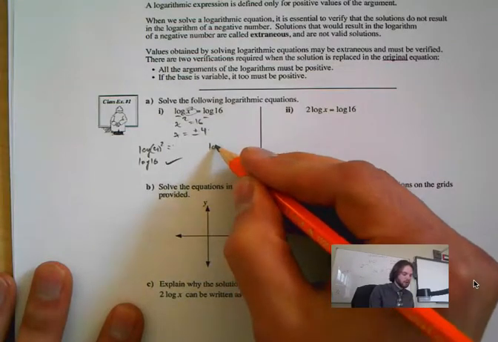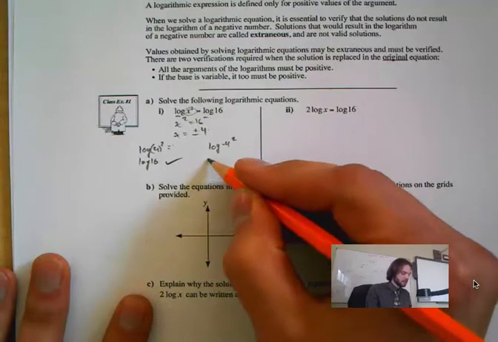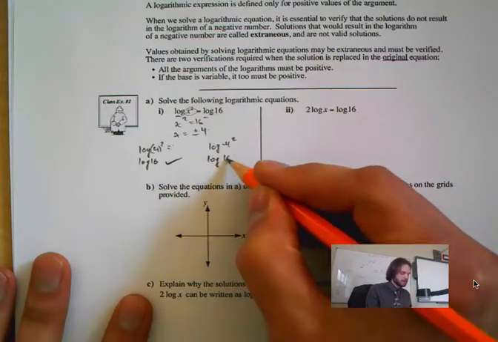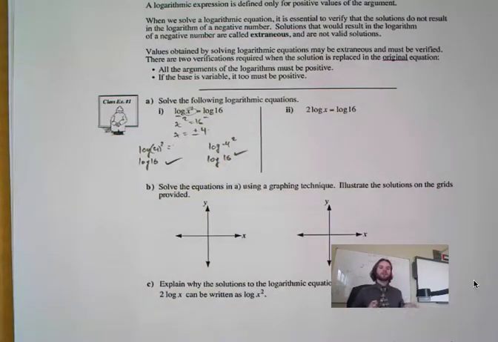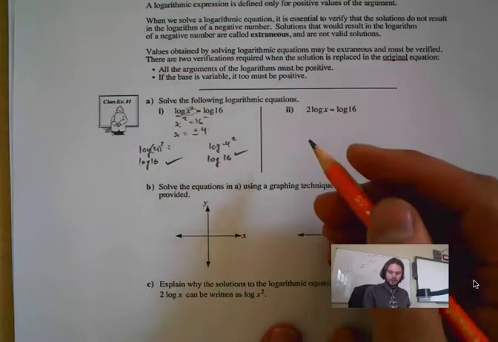Let's try another one. We will put in log of negative 4 squared is equal to log 16. This one works as well. So that works perfectly fine. Let's try to look at this next one here.